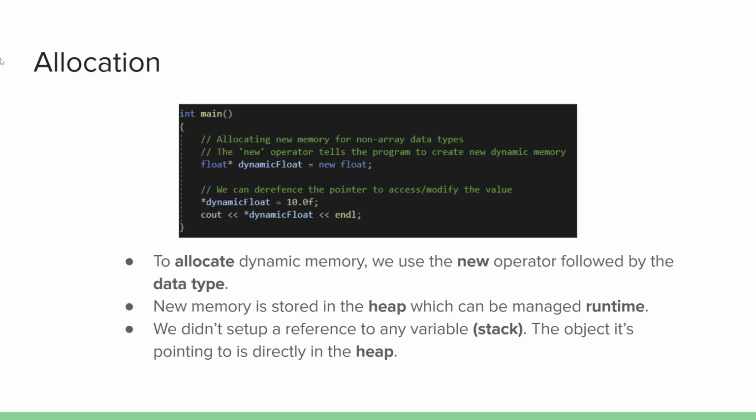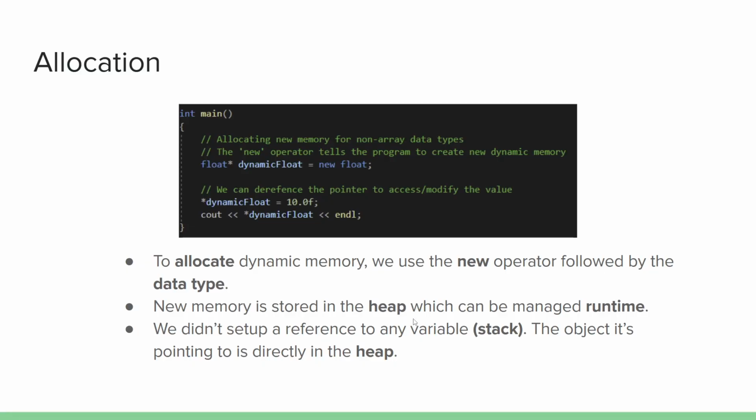To do that, we have to go through allocation. To allocate dynamic memory, we use the new operator followed by the data type. In this case, you have float pointer, the asterisk dynamicFloat, is equal to new float. So we should have the same data type. You cannot have int asterisk dynamicFloat is equal to new float. That won't work. It should have the same data type.